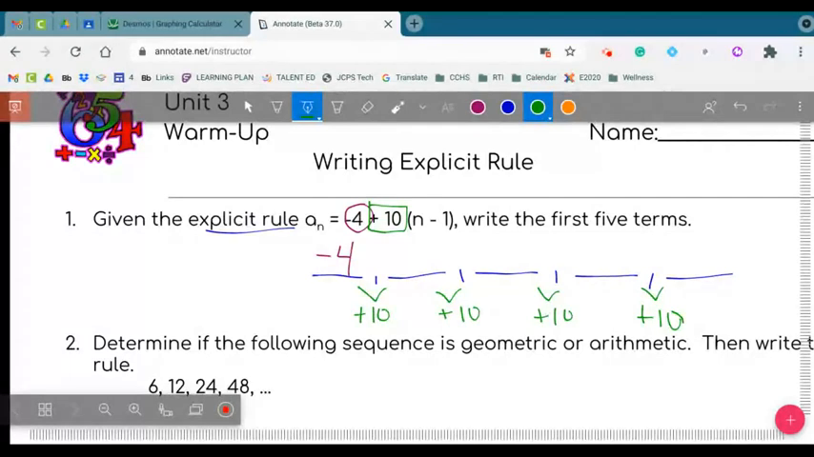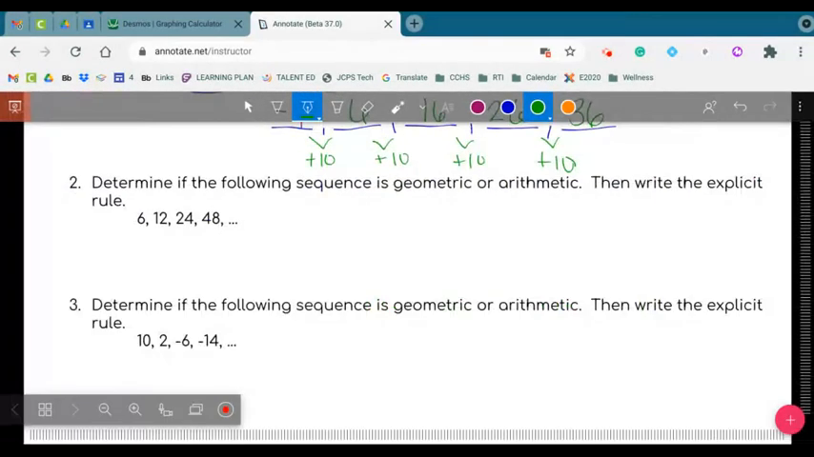So I'm going to get negative 4 plus 10 is going to give me 6. 6 plus 10 is going to give me 16, 26, and then 36. So those are my first 5 terms for this sequence.